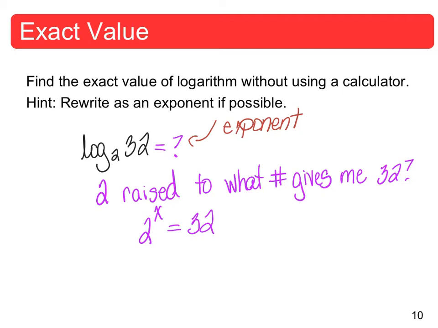Now, we may not know that off the top of our head, but we do know that 2 squared is 4. And then we could keep going a little bit. 2 to the third is 8. 2 to the fourth is 16. So 2 to the fifth is 32. So my answer to this is 5, because what I'm looking for is an exponent.